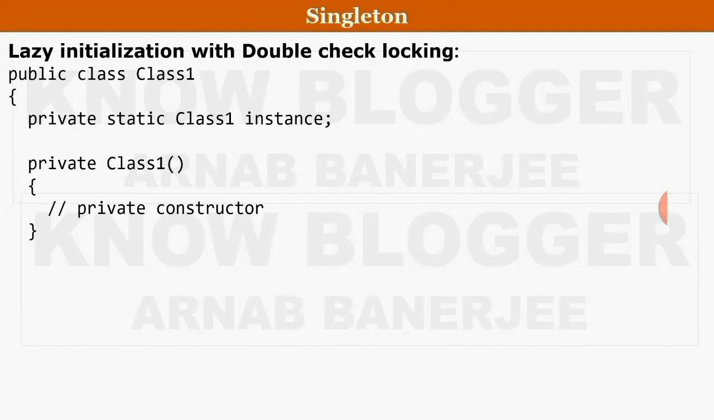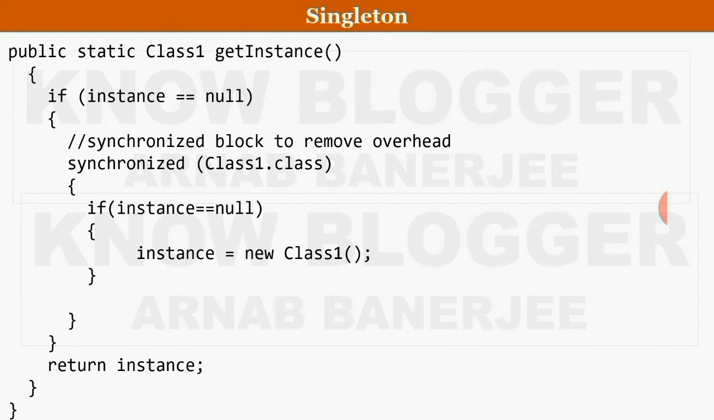Class 1 is the class name, and the instance is the variable whose data type is class 1, same as the previous, and private static. We are using the private constructor. We know why we are using the private constructor, because we don't want it to be accessed from the outsider classes. And the getInstance method, oh fine, it is not using the synchronized keyword, and it is checking whether the instance is null or not. If it is null, then only the synchronized block will be called. And under the synchronized block, we are creating the new instance if it is not available.